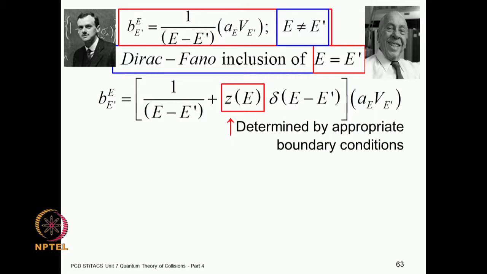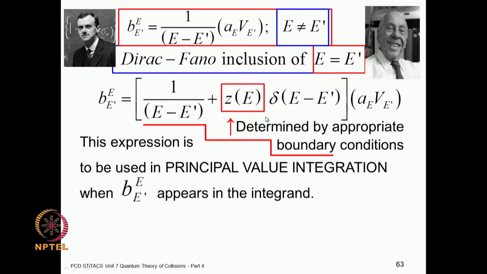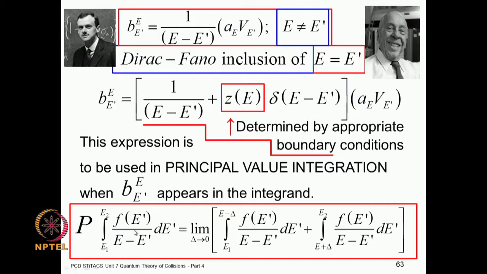So by putting appropriate boundary conditions, you can determine the function Z. And now, whenever you have BE in the integrand, then you can use this Dirac-Fano substitute. This is a brilliant mathematical device which Fano used in this context. It is to be done using the principal value integration whenever BE appears in the integrand, and the principal value integral, which I am sure all of you would have worked with in your mathematical physics courses or in some other courses on collision theory and so on.